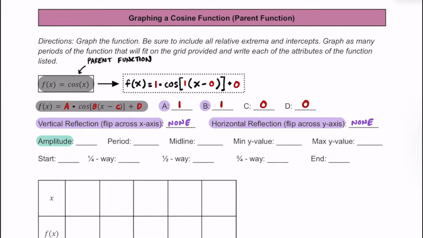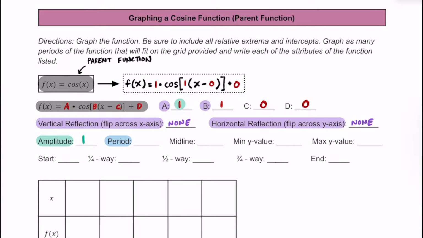For the amplitude, that's going to be based on the a value. Specifically, it's going to be based on the absolute value of a. The absolute value of a, which is just 1 here, is just going to be 1. So for the amplitude, we're just going to say it is 1. That means when we're graphing our function, wherever we're starting from, we're only going to move a maximum of up 1 and down 1 from that starting y value.